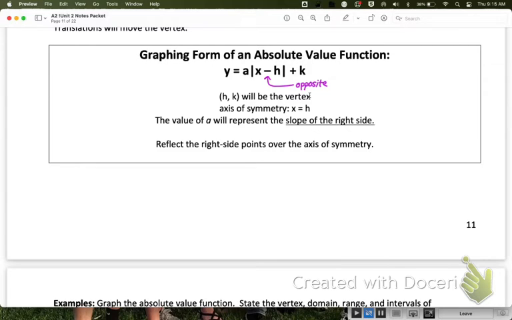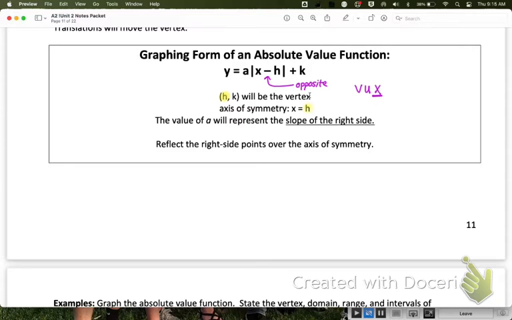And then axis of symmetry, remember that's that vertical line. Axis of symmetry is the line x equals h. Now remember we talked about vertical and horizontal lines, vertical, undefined slope, x equals equation, and it's always going to be x equals the x coordinate of the ordered pair. Well, the x coordinate of the ordered pair is h, so that's why it's going to be x equals h.